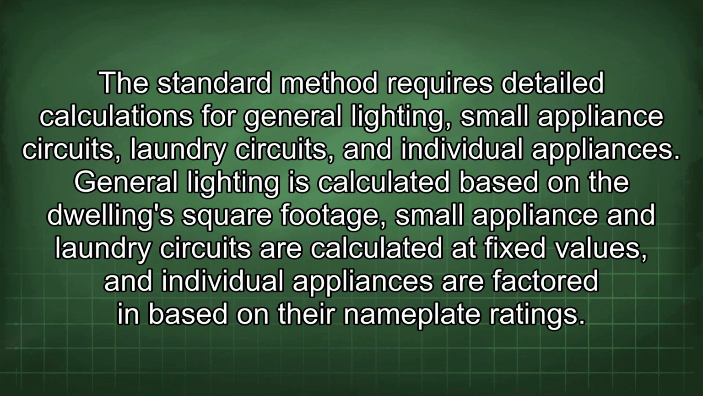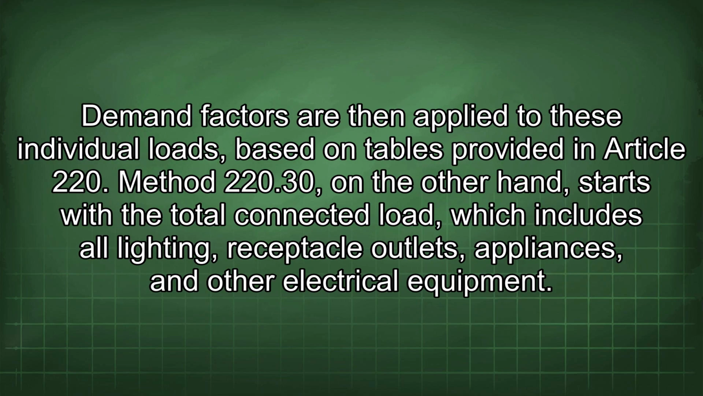load. The standard method requires detailed calculations for general lighting, small appliance circuits, laundry circuits, and individual appliances. General lighting is calculated based on the dwelling's square footage, small appliance and laundry circuits are calculated at fixed values, and individual appliances are factored in based on their nameplate ratings. Demand factors are then applied to these individual loads based on tables provided in Article 220.